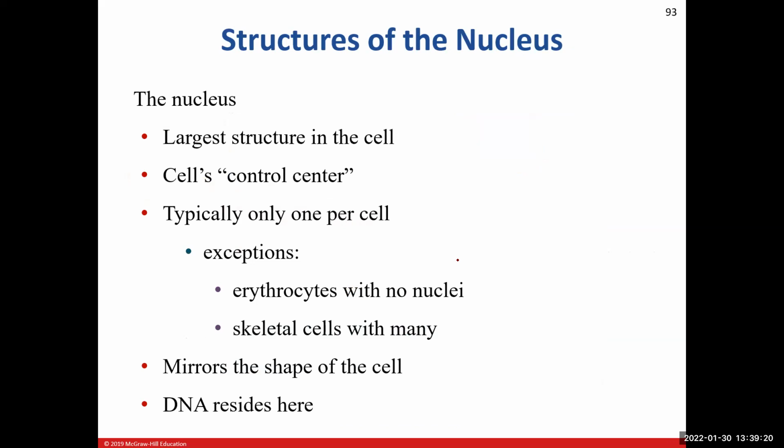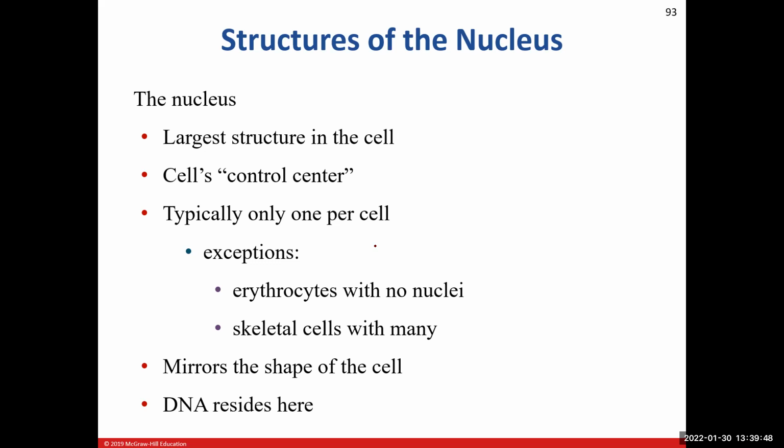We talked about the cytoplasm and everything in the cytoplasm. We just finished up the plasma membrane. And now the third structure found in a cell is the nucleus. When you're looking at a cell on a microscope, this is the largest structure inside the cell. We also refer to it as the control center. Now, for most of the cells in the body, you'll have one nucleus per cell.